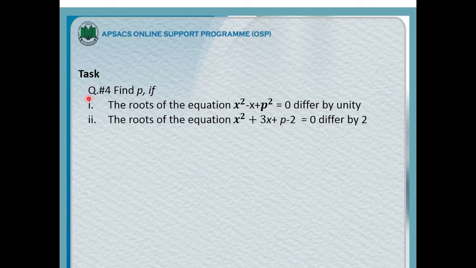Again, it's time for you to solve these questions. You have to do both parts 1 and 2 of question number 4 of your exercise. The roots of the equation differ by unity. Unity here means 1. So you will consider the roots of the equation as alpha and alpha minus 1, as I have considered in the example alpha and alpha minus 3. Similarly, in question number 4 part 2, the roots of the equation differ by 2. So you will consider the roots of the equation as alpha, and the second root will be alpha minus 2.